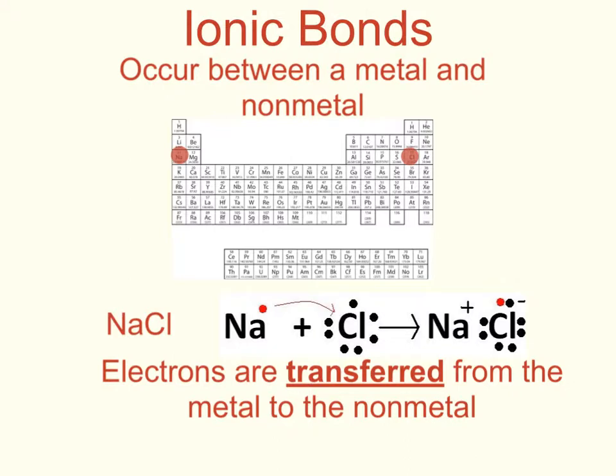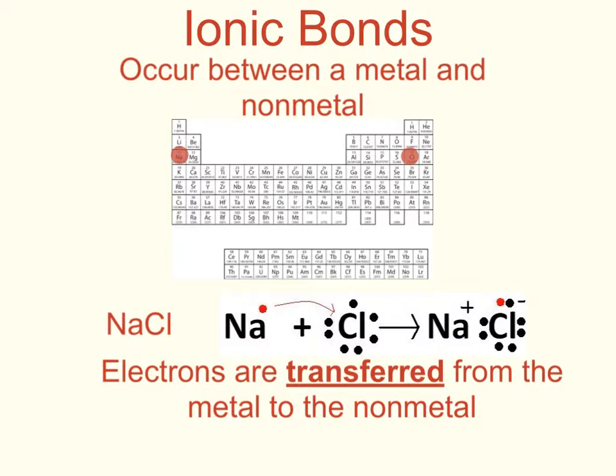Ionic bonds are bonds that occur between a metal and a nonmetal atom. If you look at the periodic table here, sodium, or Na, is a metal, and chlorine, Cl, is a nonmetal. When these 2 atoms bond together, they form an ionic bond. Looking down underneath the periodic table, NaCl is the compound. 1 atom of sodium bonds with 1 atom of chlorine.